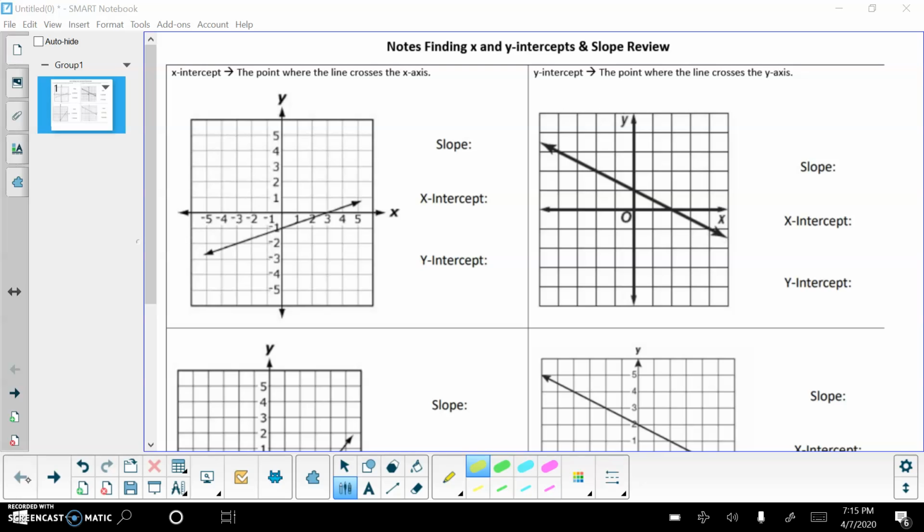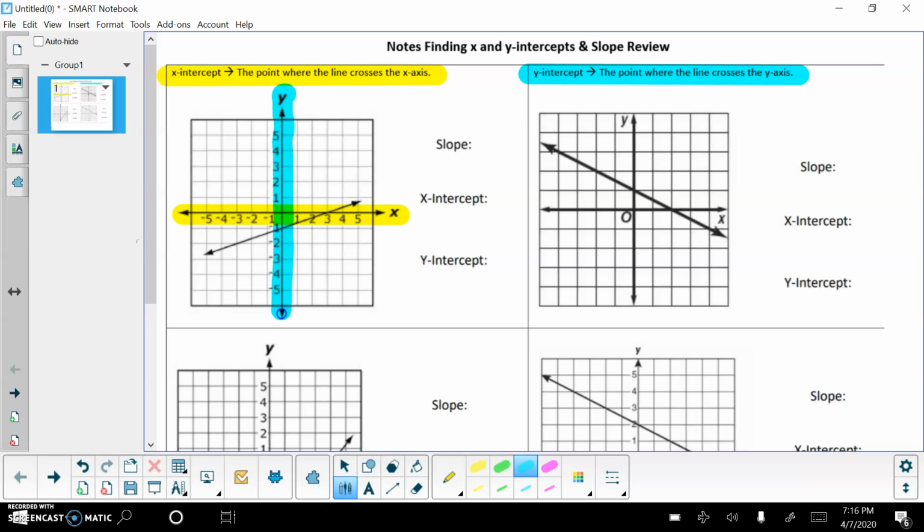So as far as an x-intercept goes, an x-intercept is the point where the line, and in some places it can be a curve, but in these examples it's a line, crosses the x-axis. The x-axis is the horizontal axis right there. Whereas the y-intercept is the point where the line, or it could be a curve, crosses or intersects the y-axis, which is right here. So we're looking for the point where the line is actually crossing those two axes.